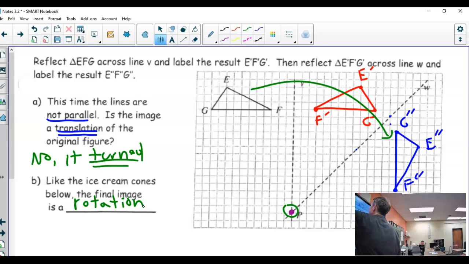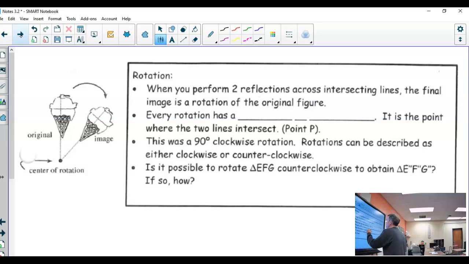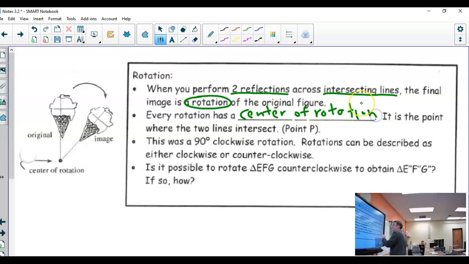Let's go ahead and fill in the box and we'll talk about it. When you perform two reflections across intersecting lines, the final image is a rotation of the original. Every rotation has a center of rotation. That is a point that the figures are rotating around. If you're doing two reflections, it's the point where the two lines intersect.